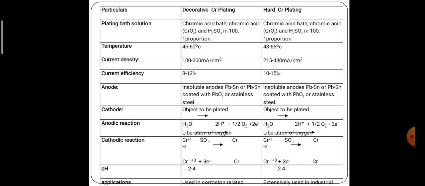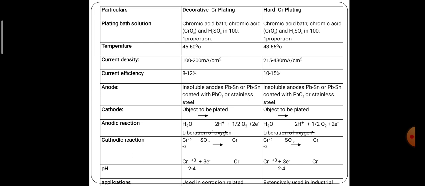Current density is 100 to 200 milliampere per centimeter square, but in hard chromium it is 215 to 430 milliampere per centimeter square. If you apply this current density, it deposits shiny material on the surface in decorative chromium, and if you apply the higher current, it forms hard material on the surface of the base metal. Current efficiency is 8 to 12%, and in hard chromium 10 to 15%. The anode material is lead mixed with tin and coated with lead oxide, or stainless steel. In both cases we are using the same anode.